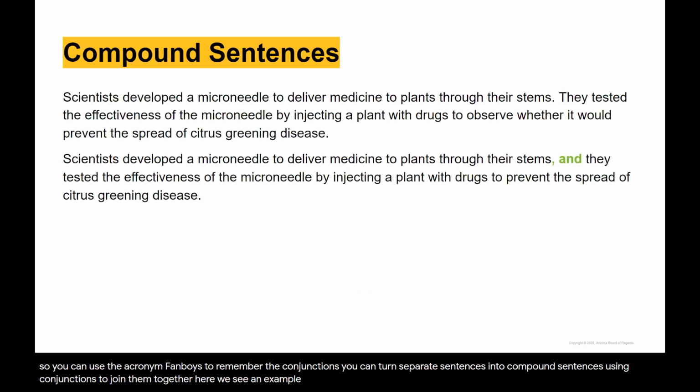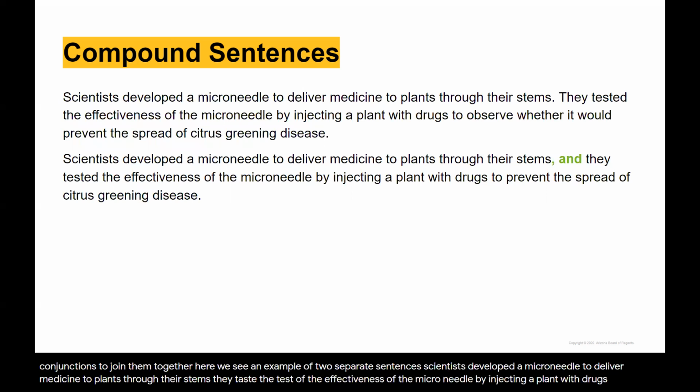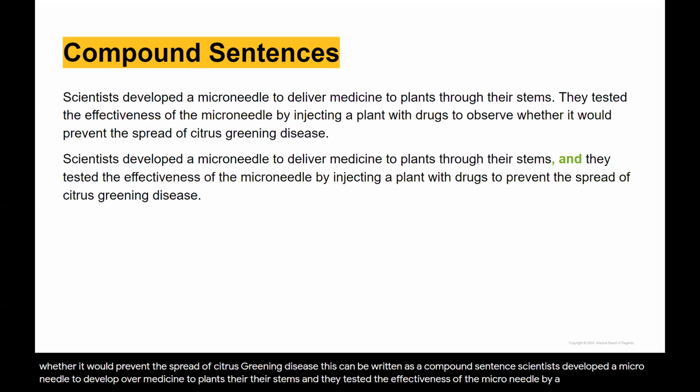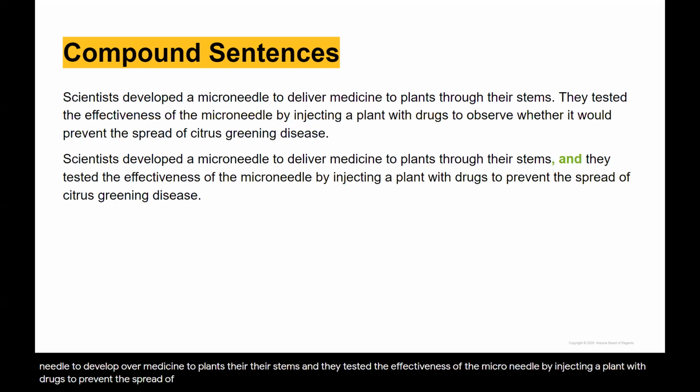Here we see an example of 2 separate sentences. Scientists developed a microneedle to deliver medicine to plants through their stems. They tested the effectiveness of the microneedle by injecting the plant with drugs to observe whether it would prevent the spread of citrus greening disease. This can be written as a compound sentence. Scientists developed a microneedle to deliver medicine to plants through their stems, and they tested the effectiveness of the microneedle by injecting a plant with drugs to prevent the spread of citrus greening disease. Note the conjunction "and" in green joins the 2 ideas together.